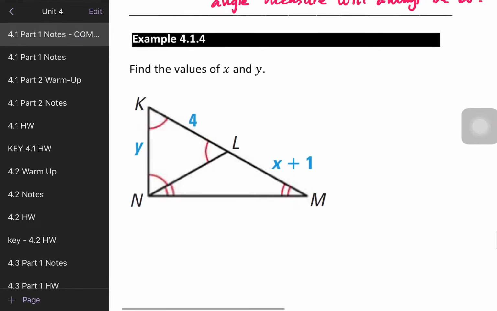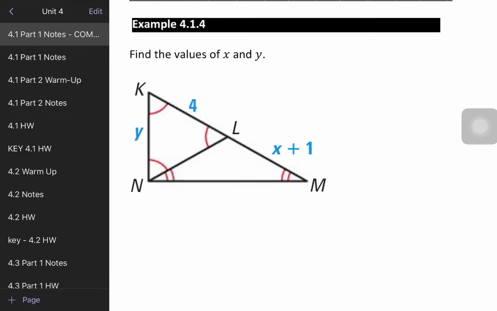Find the values of x and y. So we have x is here. X plus 1 is this small segment LM. What is that congruent to? All right, that should be congruent to LN. And since LN is a part of this equilateral triangle, we know LN should be 4, and so should y.